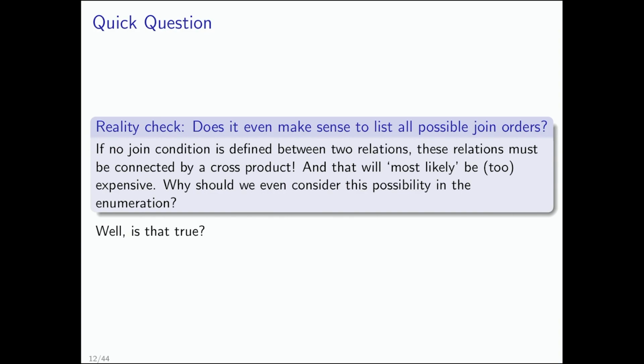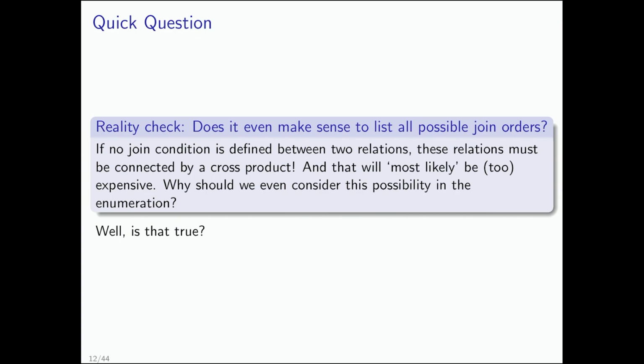But then the question is, should I consider cross products in join orders? If no join condition is defined between 2 relations, these relations must be connected by a cross product. And that will most likely be too expensive because the result of a cross product has a squarish size. So it explodes pretty quickly. Why should we even consider this possibility in the enumeration? What do you think without looking ahead in the slides? Does it make sense to consider cross products or doesn't it make sense?